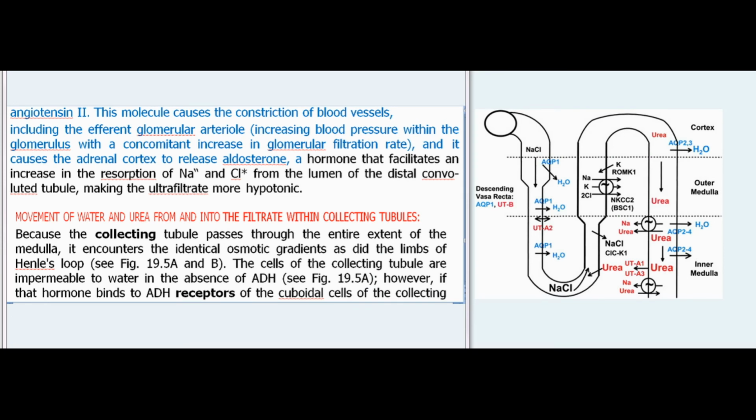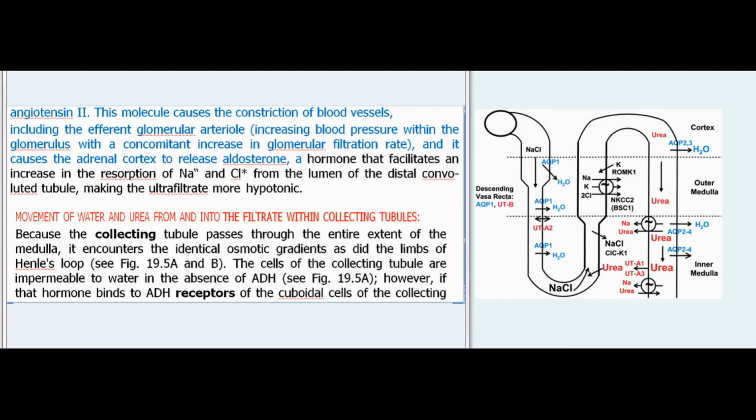This molecule causes the constriction of blood vessels, including the efferent glomerular arteriole, increasing blood pressure within the glomerulus with a concomitant increase in glomerular filtration rate, and it causes the adrenal cortex to release aldosterone, a hormone that facilitates an increase in the resorption of Na+ and Cl- from the lumen of the distal convoluted tubule, making the ultrafiltrate more hypotonic. Movement of water and urea from and into the filtrate within collecting tubules.